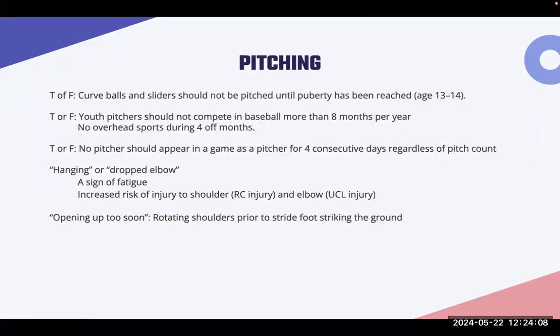Some more true or false. Curveballs and sliders should not be pitched until puberty has been reached. What do we think?